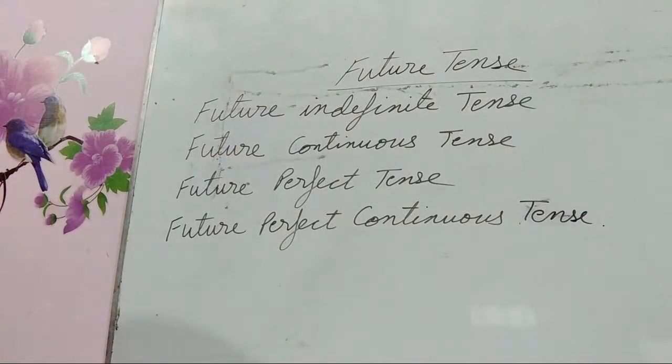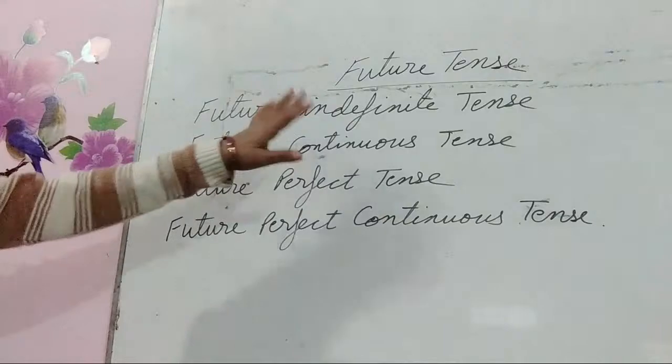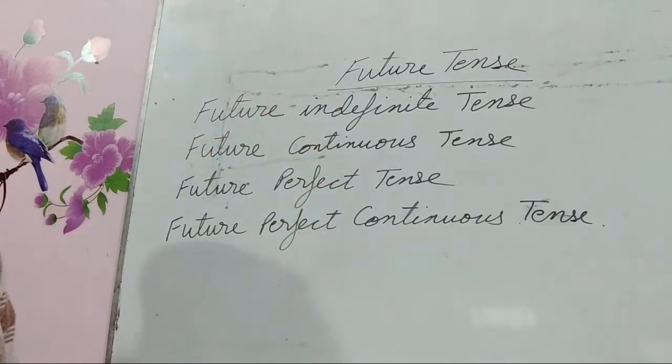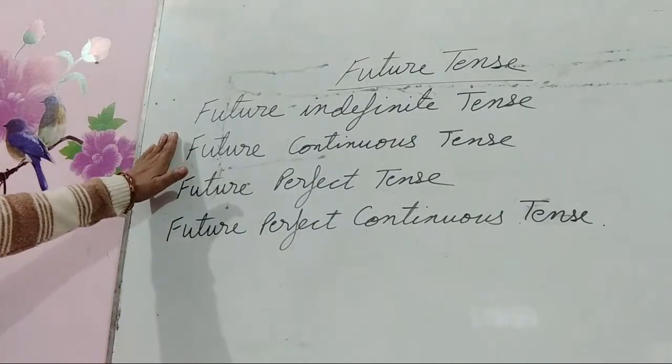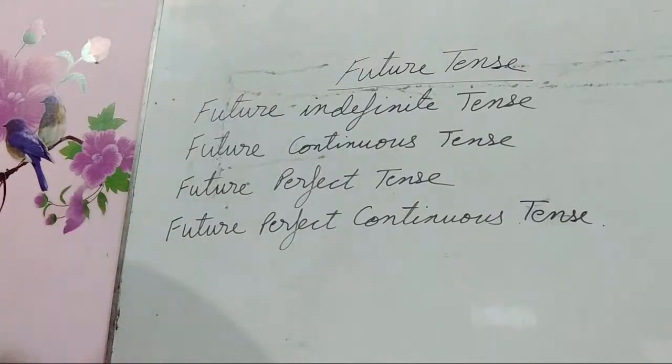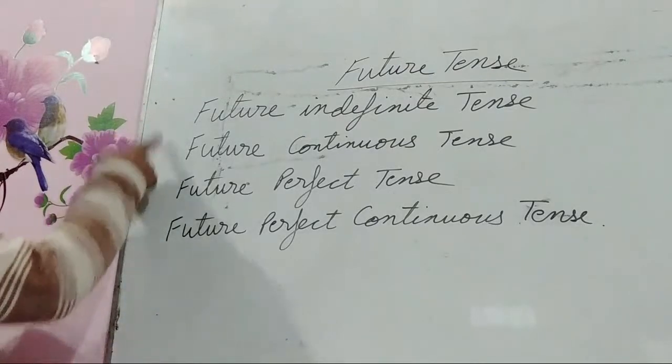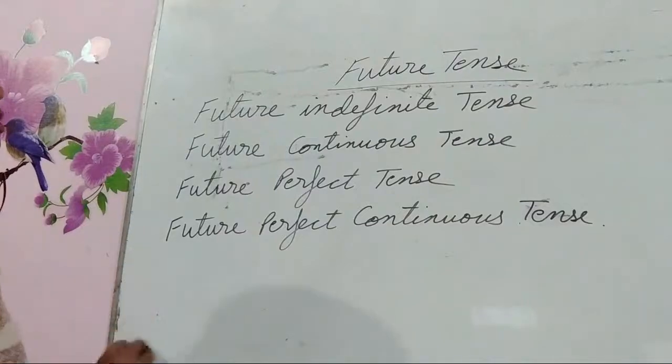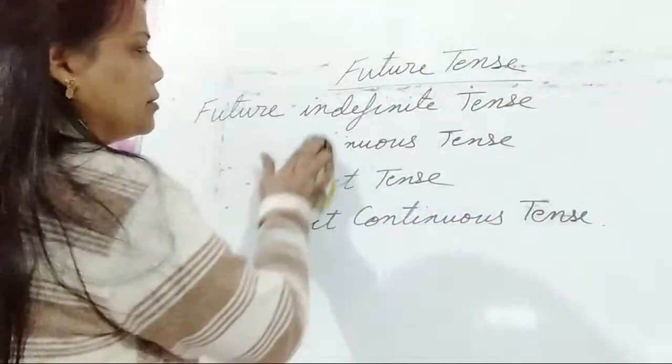So students, as the topic is future tense, today we are going to discuss its kinds, that is future indefinite tense, future continuous tense, future perfect tense and future perfect continuous tense, with these formulas as well as the example of each. So first we are going to discuss future indefinite tense. These are the four types of tenses. And now we are going to start with future indefinite tense.